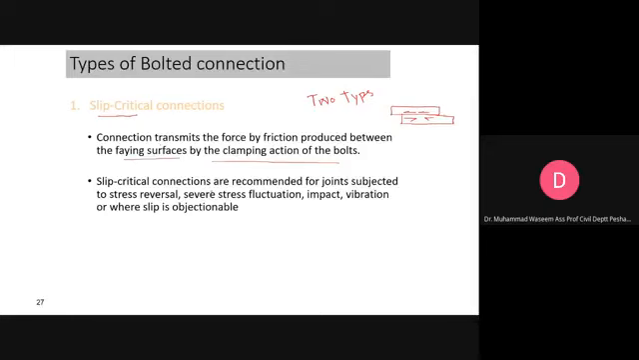Slip critical connections are recommended for those joints which are subjected to stress reversals or severe stress fluctuation or impact or fatigue. So slip critical connections are used mostly in bridges where you have fatigue or load reversals. In slip critical connections, slip is not permitted.